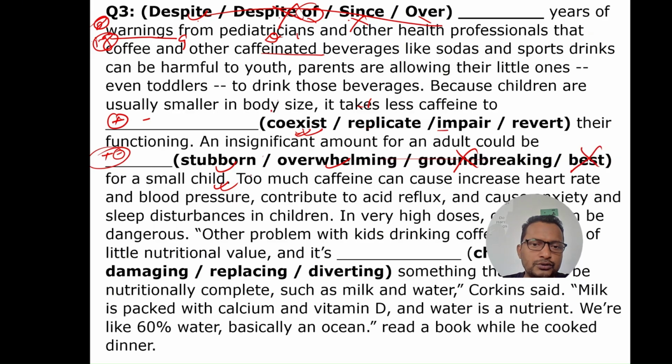So now you need to compare between stubborn and overwhelming, right? Stubborn, is this stubborn for a child? No, right? Stubborn is not fitting in the context. You need something which will have a significant impact. And overwhelming for a child, because it is a strong response or strong effect. Overwhelming is kind of a strong effect, I would say, right? It could be overwhelming for a small child, it cannot be stubborn, right?